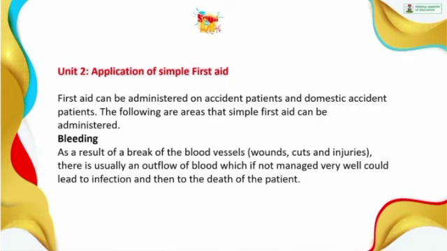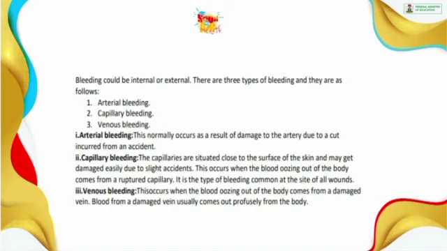So when the patient sustains a wound or cut or injury, you will notice that blood starts to come out of the spots where the injury occurs. So this is because some of the blood vessels have been broken, and if this bleeding does not stop, it could lead to the death of the patient or critical condition of the patient. Bleeding could be internal or external. There are three types of bleeding, and they are as follows. One is the arterial bleeding, second is the capillary bleeding, and the third is the venous bleeding.